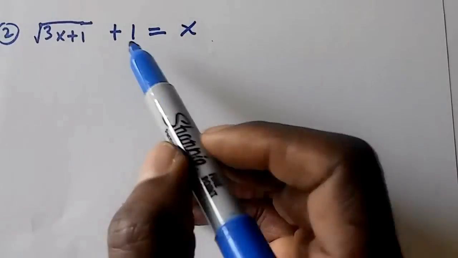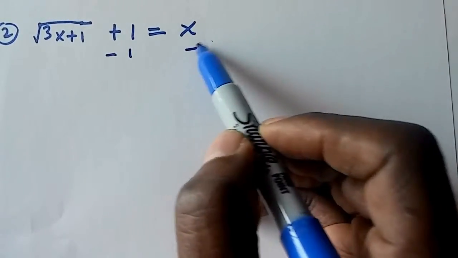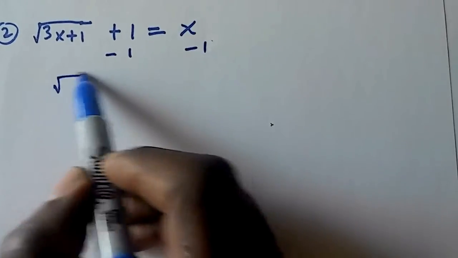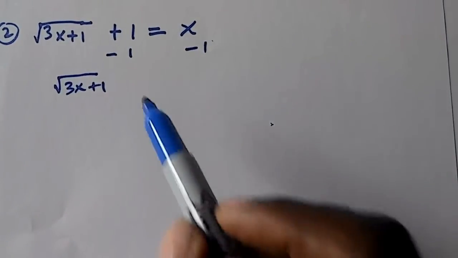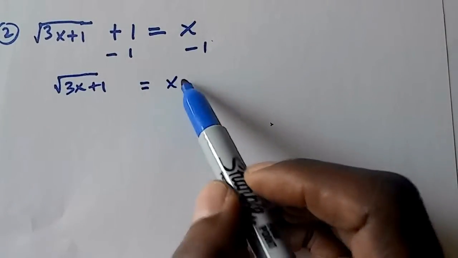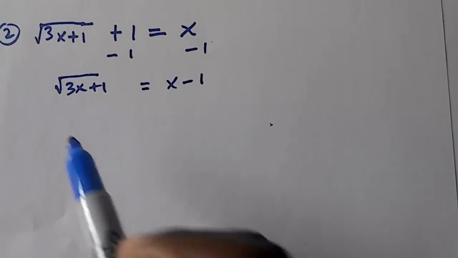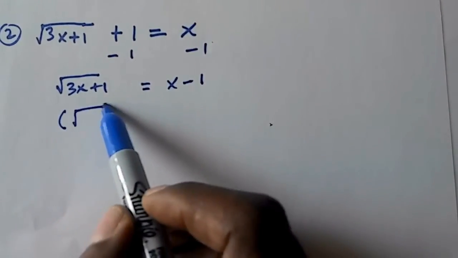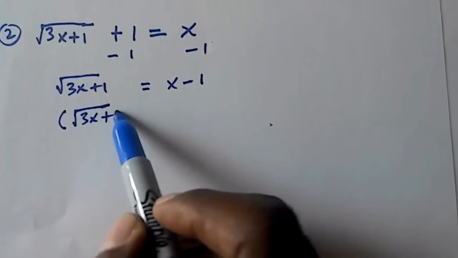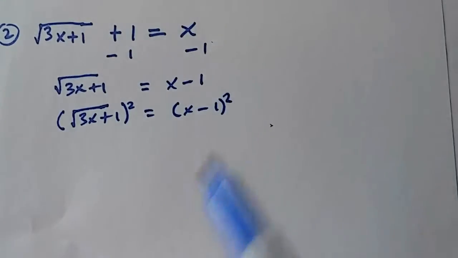Step 1 is to get rid of this 1 from both sides. So minus 1, minus 1. This will be left by itself as the square root of 3x plus 1, and the other side will be x minus 1. Now we are going to square both sides according to the steps: the square root of 3x plus 1, squared, and x minus 1, squared.